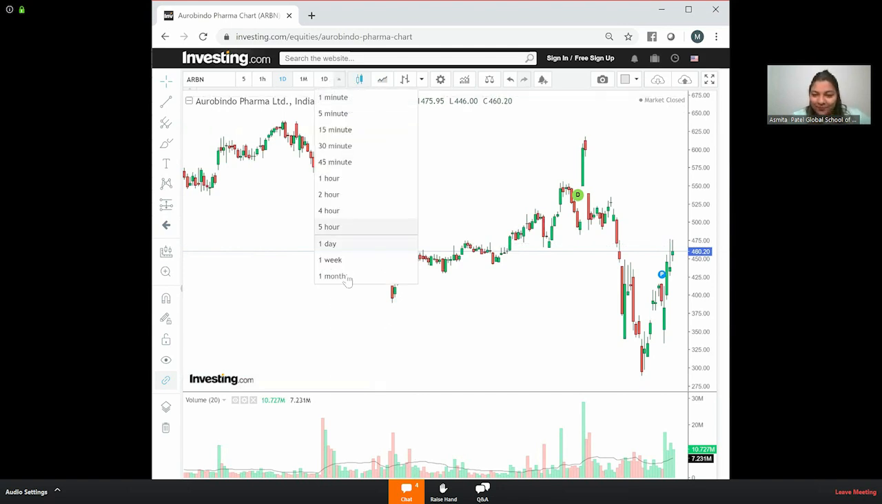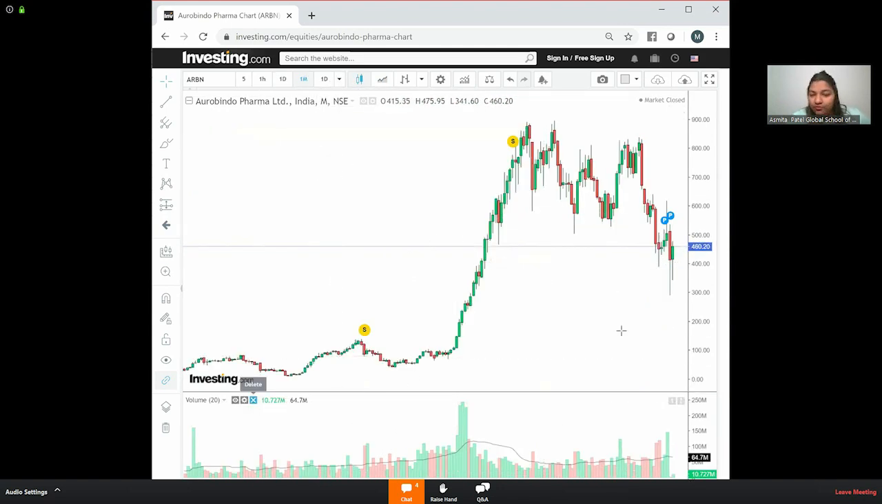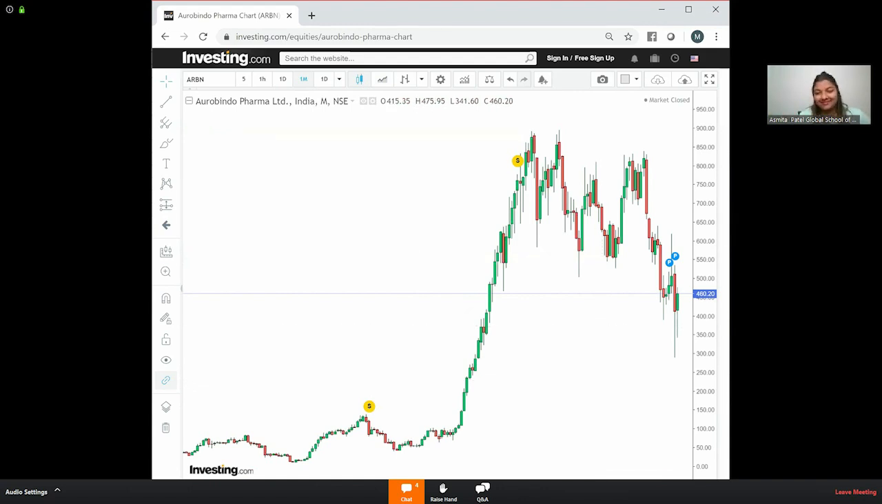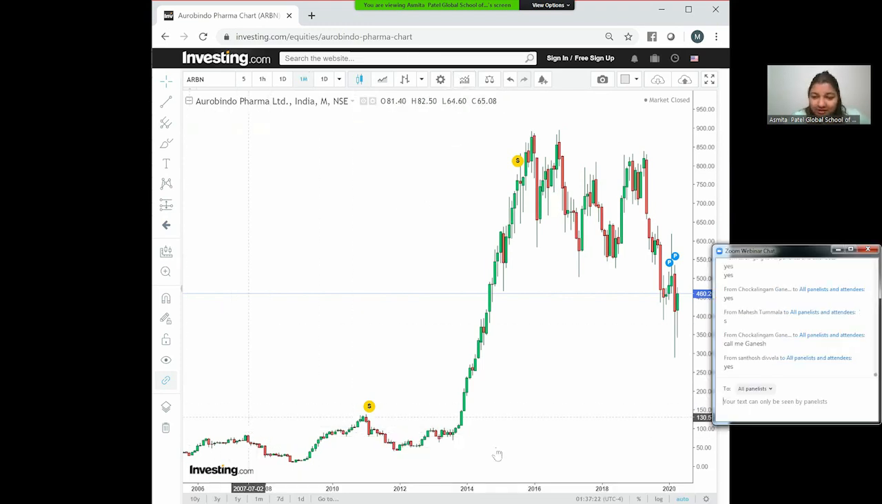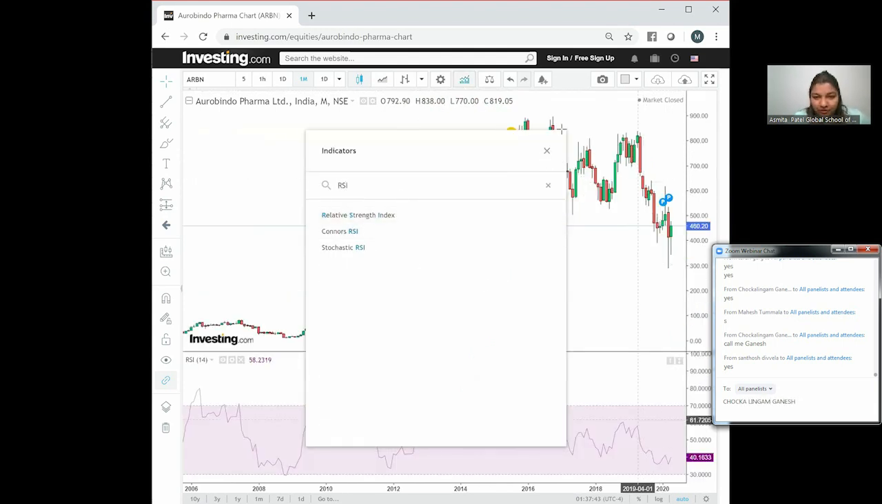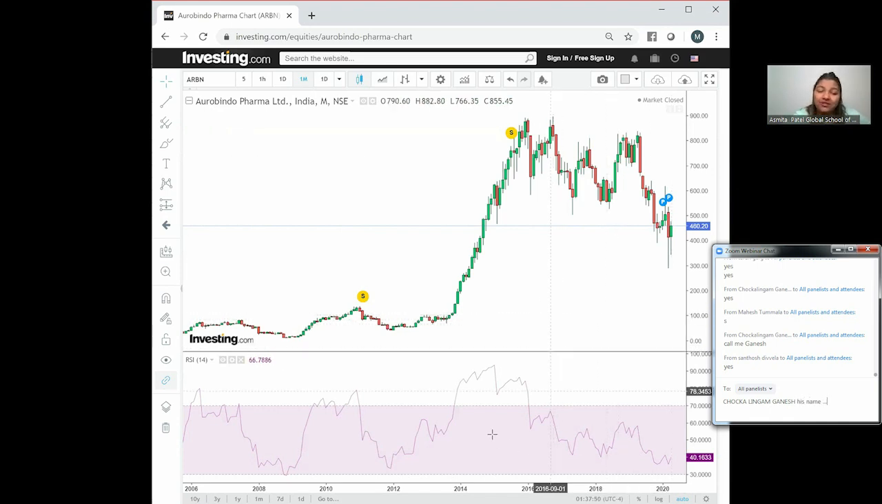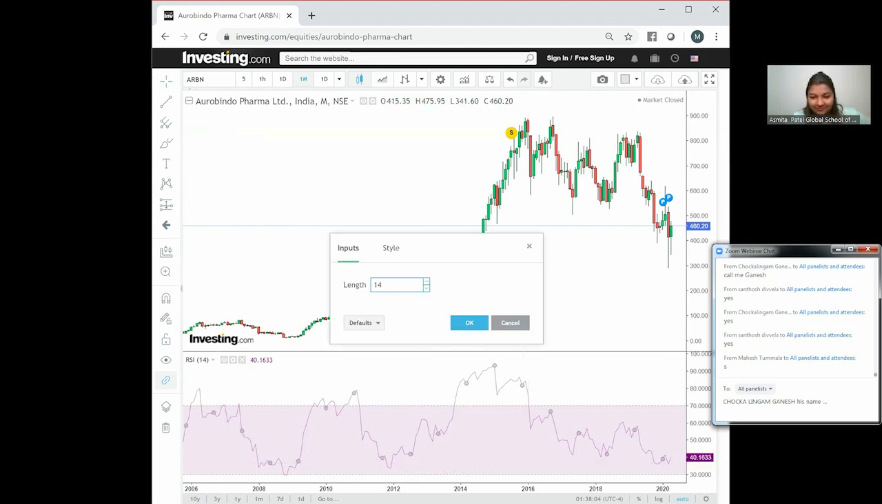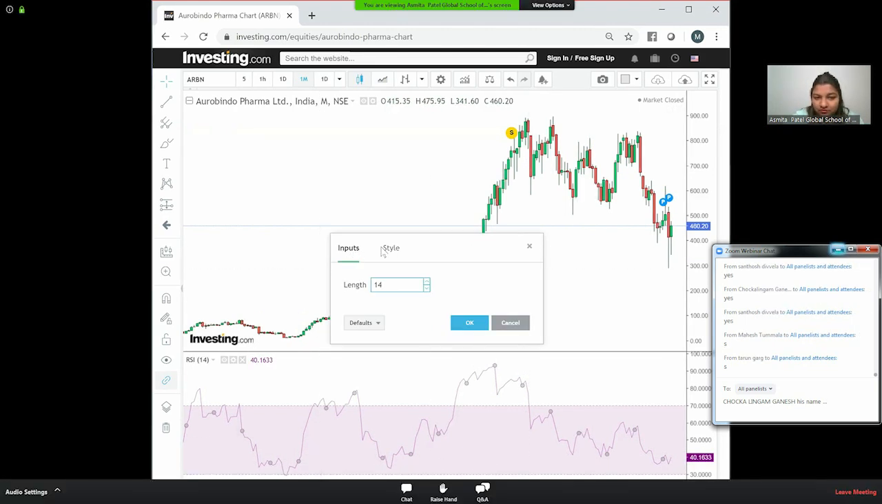Okay, so RSI is nothing but your momentum indicator. What is momentum? It basically tells you at what speed the price is going up. RSI has a speed of 0 to 100. If the speed is above 60, this is short term for equity, not long term.